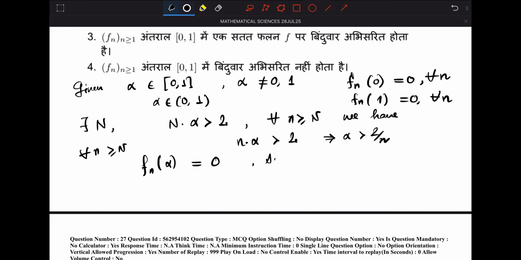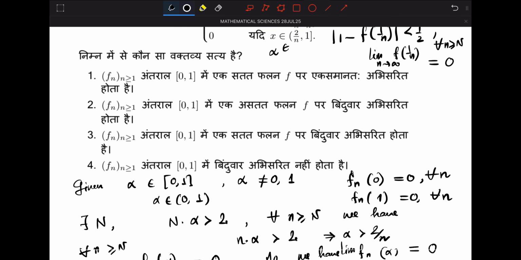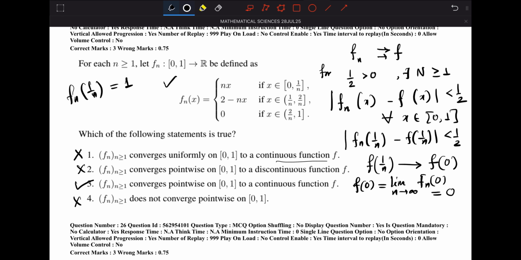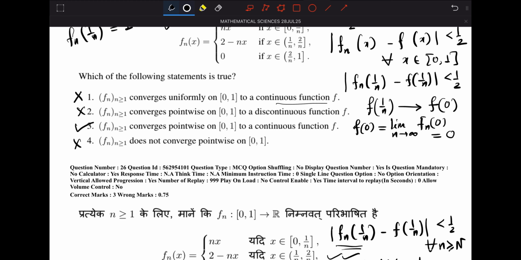So we have the limit as n tends to infinity of fn of alpha is 0. So that means fn converges pointwise to the 0 function. So convergence pointwise to the 0 function. This is true, this option is wrong. Okay.